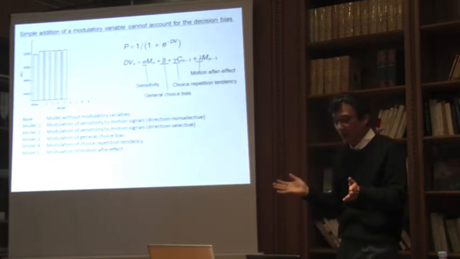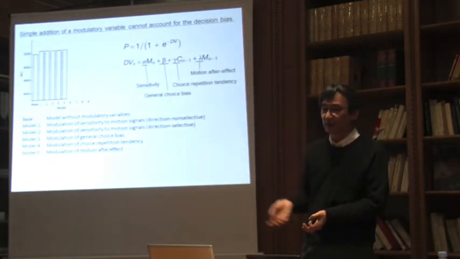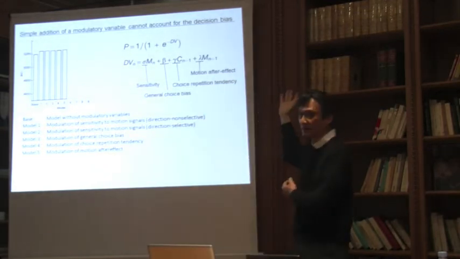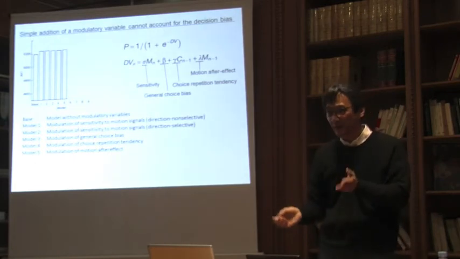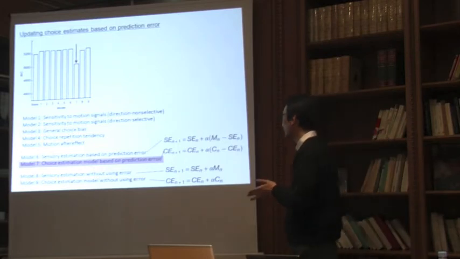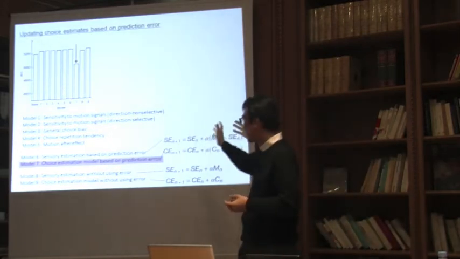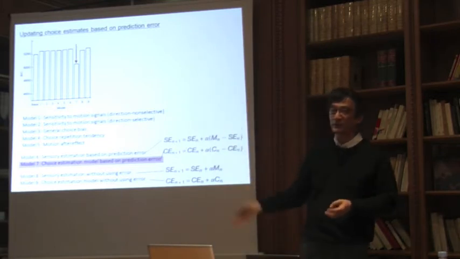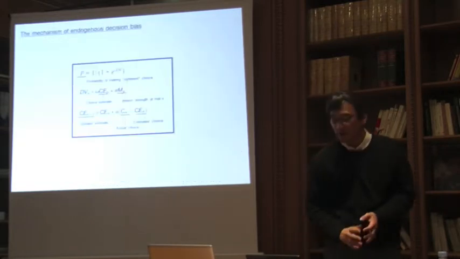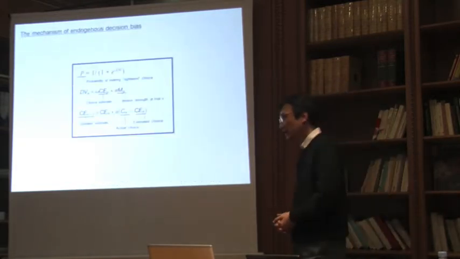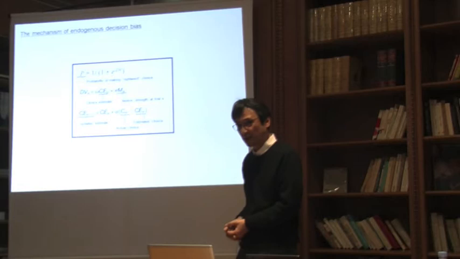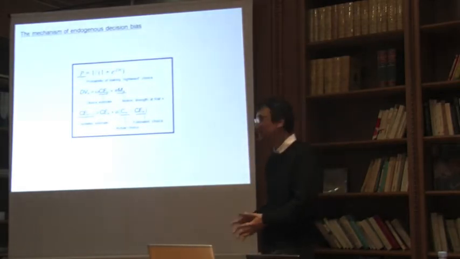And actually, we have tested various kinds of models, including some modulatory factor to the sensitivity or general choice bias and so on. But all these models fail to account for the decision bias effect. We also tried to model the sensory estimates and some other sorts of models, but all these models failed to account for the decision biasing effect. So the only surviving model is something like that. But as you can see, there's some similarity to the reinforcement learning algorithm, as Max has talked about.